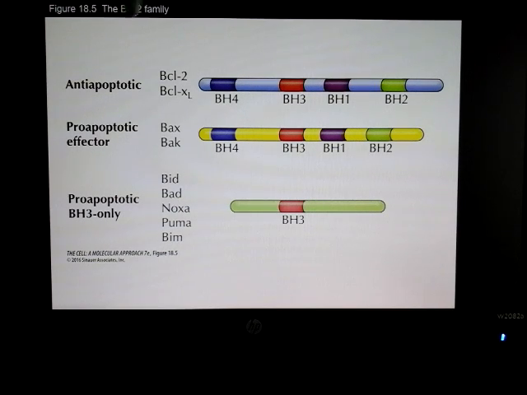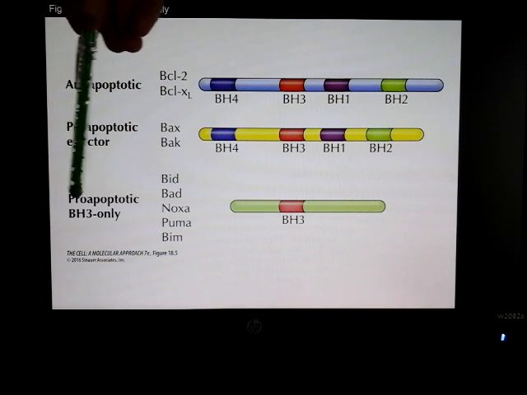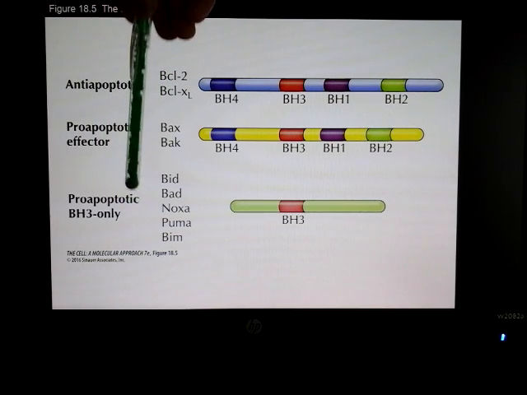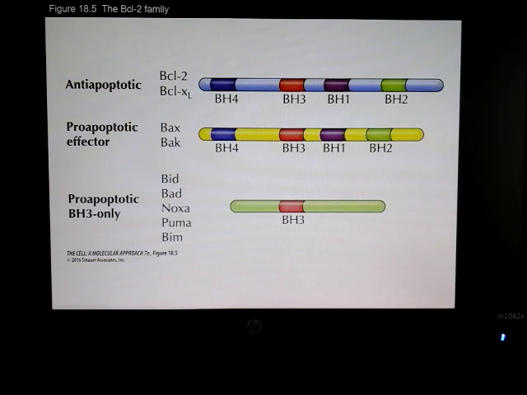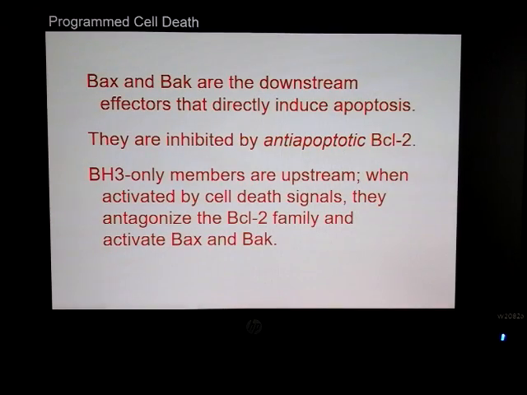So this is kind of the family here of BCL2. We have two that are anti-apoptotic. We have two that are pro-apoptotic effectors, Bax and Bak. And these are only pro-apoptotic here. That group right there. So please know that Bax and Bak are downstream effectors that directly induce apoptosis.